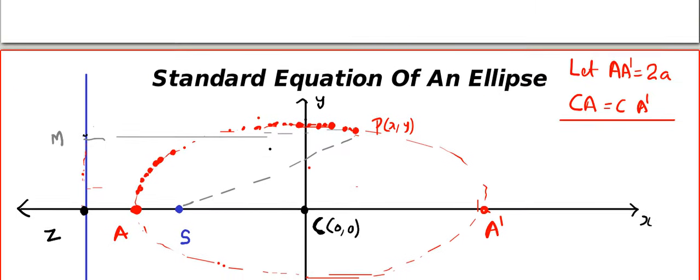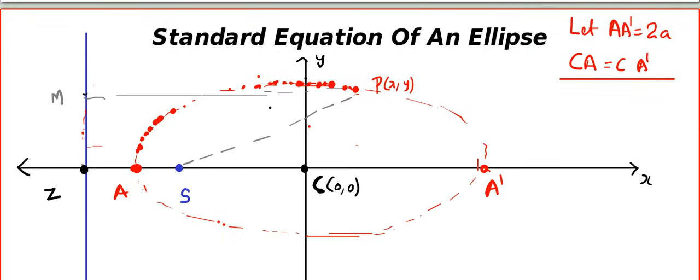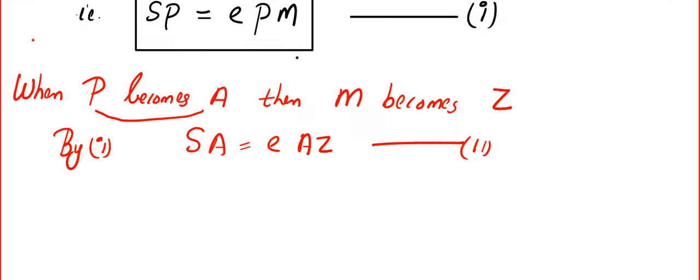Now I'll ask you one more question. Look at this. Our P is going here, and you can see that M is coming along. P is here, P is here, and M is going up, up. When P becomes A dash, are you able to see M becomes Z again?